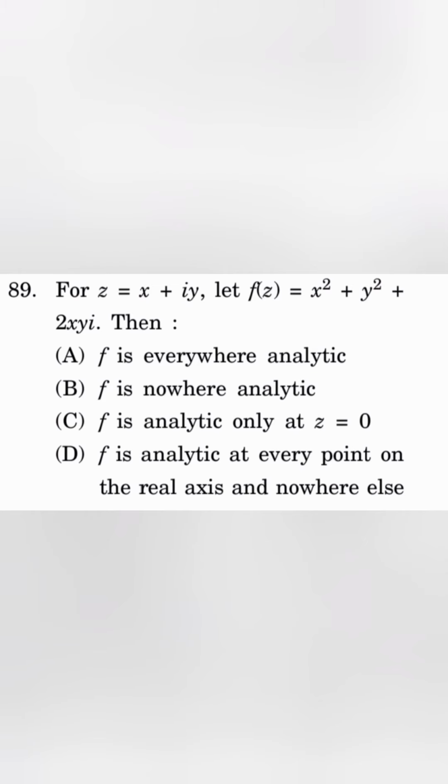This question is also from the SAT examination. The question is: for z equal to x plus iy, let f of z be equal to x square plus y square plus 2xy iota. Then what? Then we have four options. Option 1 is f is everywhere analytic. Option 2 is f is nowhere analytic. Option 3 is f is analytic only at z equal to 0. And option 4 is f is analytic at every point on the real axis and nowhere else.